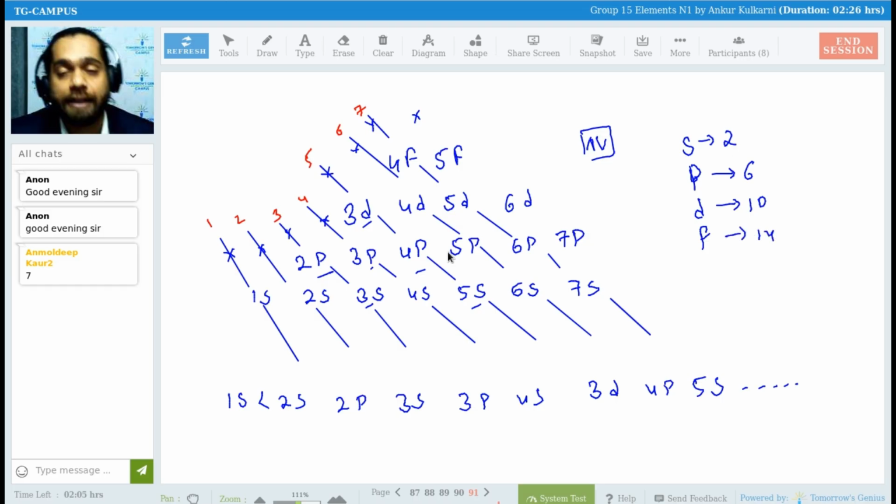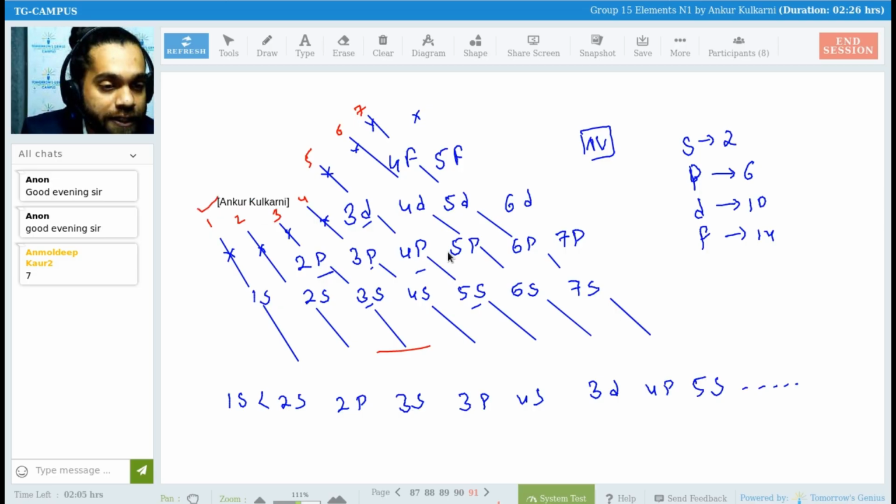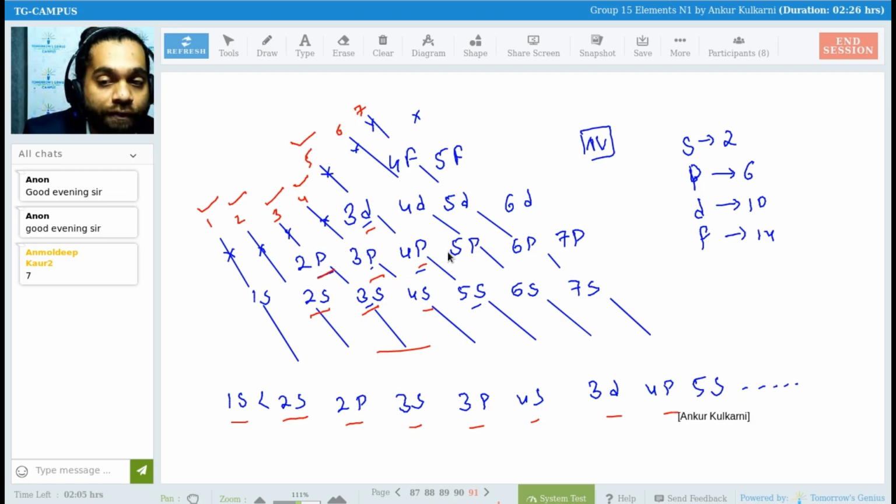Now again coming to this diagram, Anthony, those who have not understood, draw this table. Then go in the order. Look at the first line. First line says 1s. Then go to the second line. After the first line is over, go to the second line. It says 2s. After 2s, go to the third line. It says 2p, 3s. So write 2p, 3s. Then go to the fourth line. 3p, 4s. So 3p, 4s. Then go to the fifth line. 3d, 4p, 5s. Then go to the sixth line, seventh line, eighth line, and so on. Is it clear, Anthony? Is it clear?